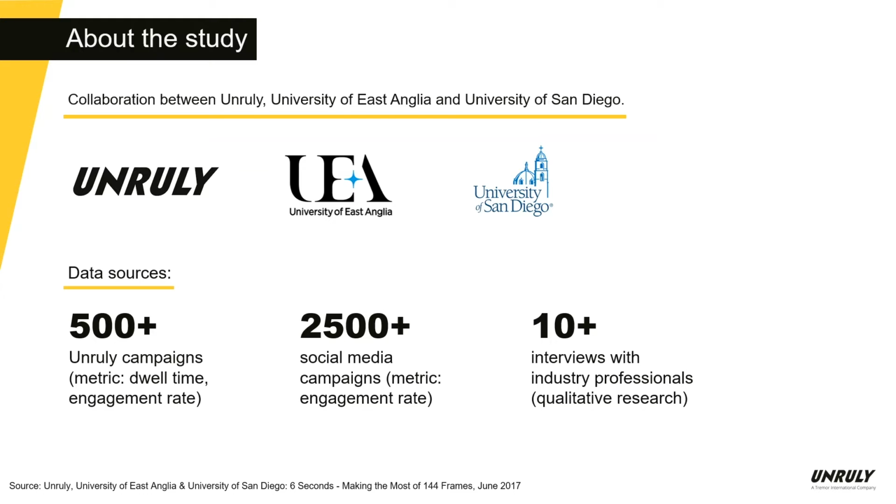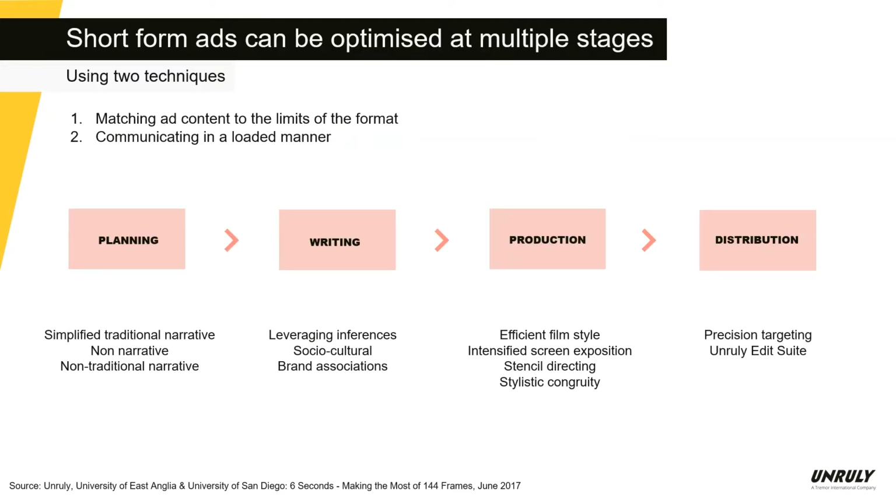Finally, we took our initial findings and theories, and we discussed them with industry experts, including creatives, strategists, and media planners. These were the key findings. We found that short-form ads can be optimised at 4 different stages using 2 techniques.